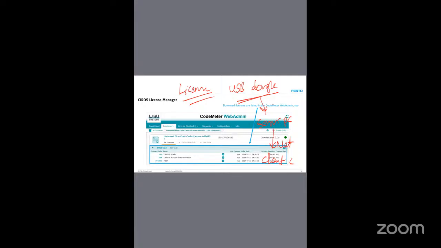So borrow license means we have our server PC, right? So we have our server PC, we will borrow. Borrow means offline. We can use this license offline. So after that particular time, the license will expire.